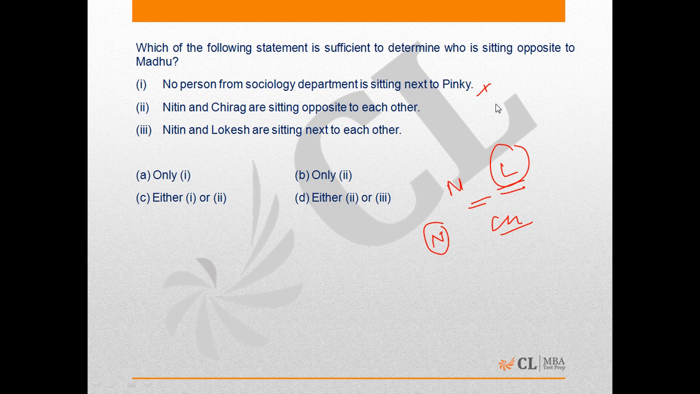Now move to the next statement, in which it is given that Nitin and Chirag are sitting opposite to each other. In the first case, if Nitin and Chirag are sitting opposite to each other, then Lokesh will definitely be opposite to Madhu. Therefore, in the first case, on the basis of the given information, it is possible to determine the person who is sitting opposite to Madhu. In the second case, it is not possible for Nitin and Chirag to sit opposite to each other. Therefore, the second statement is sufficient to answer the question. Consequently, option B is the correct answer.